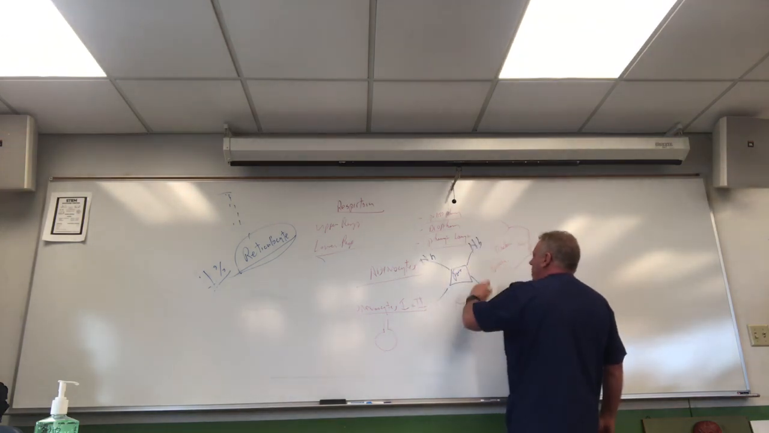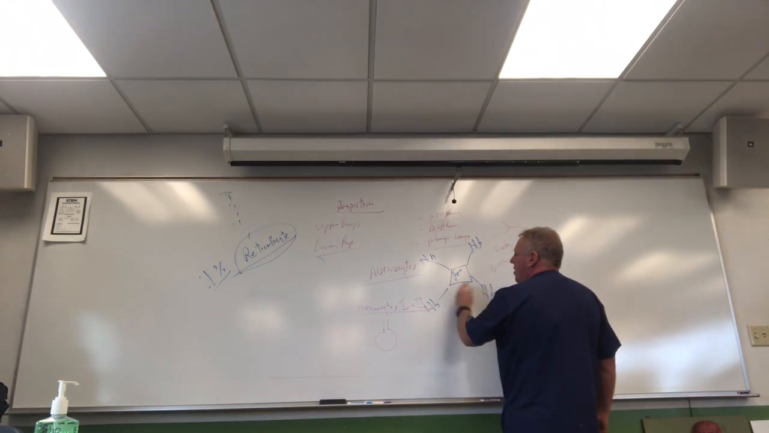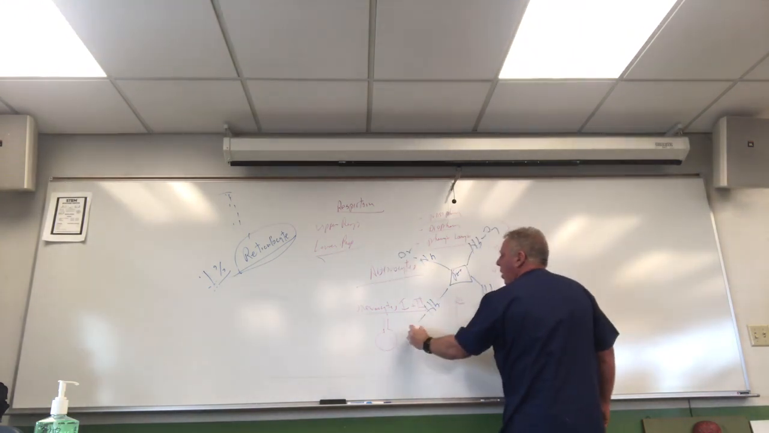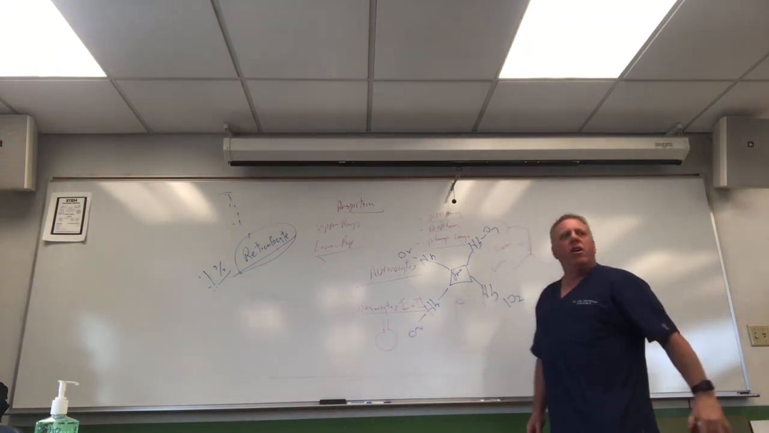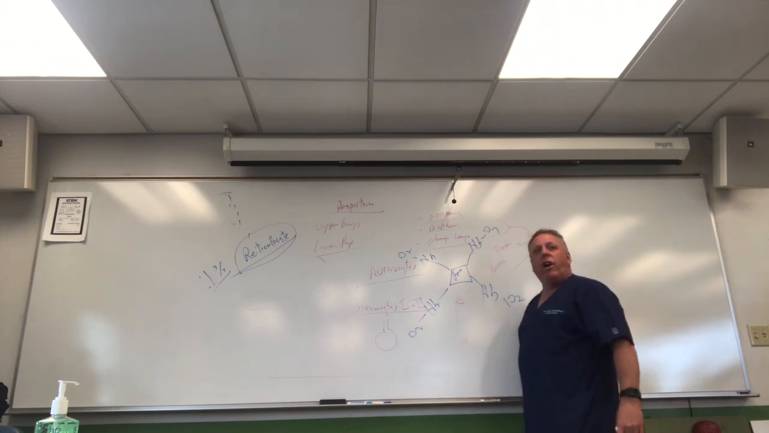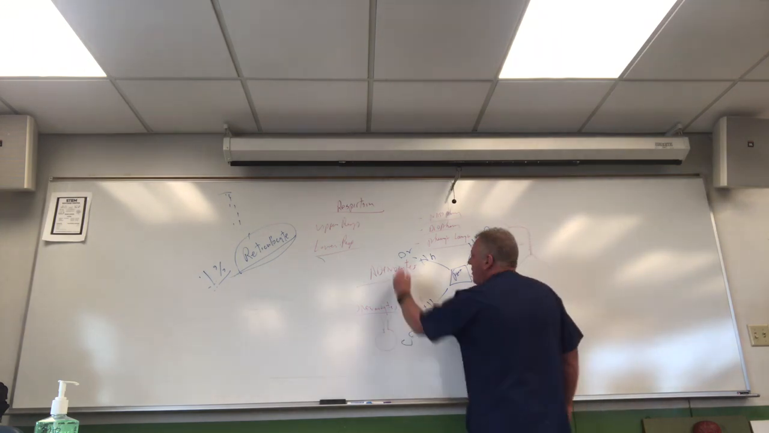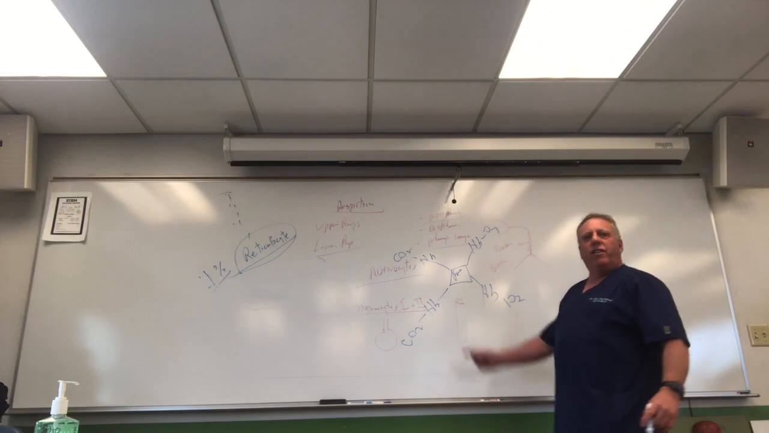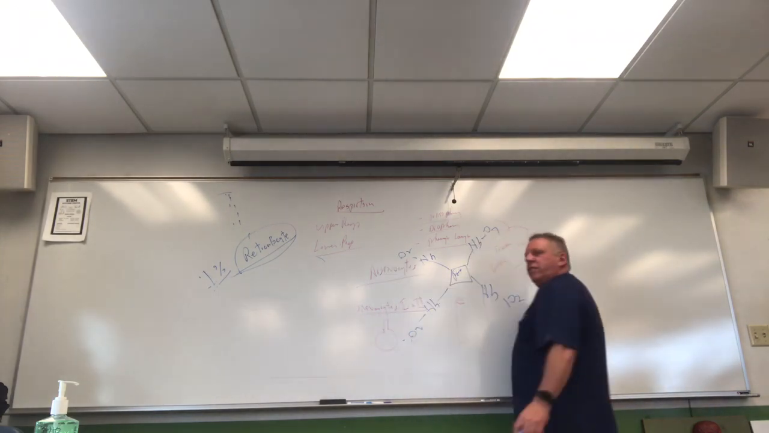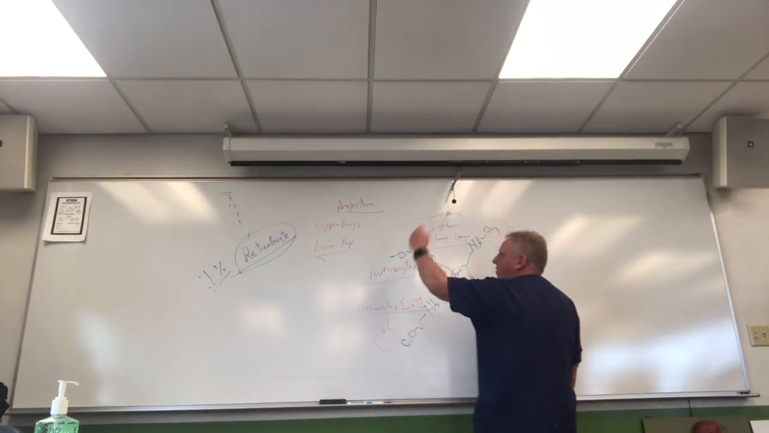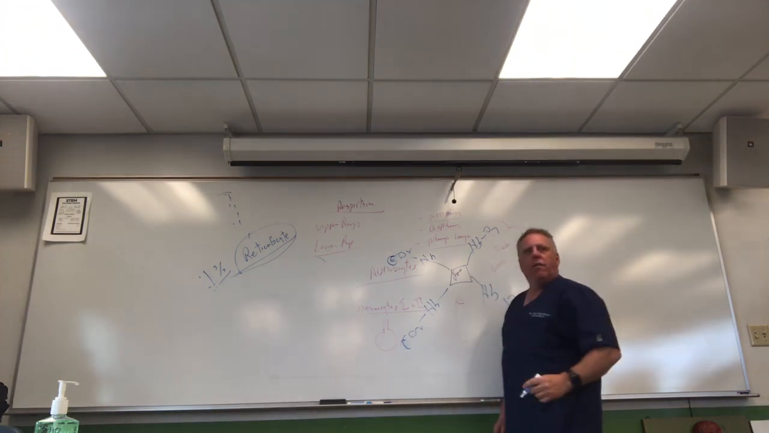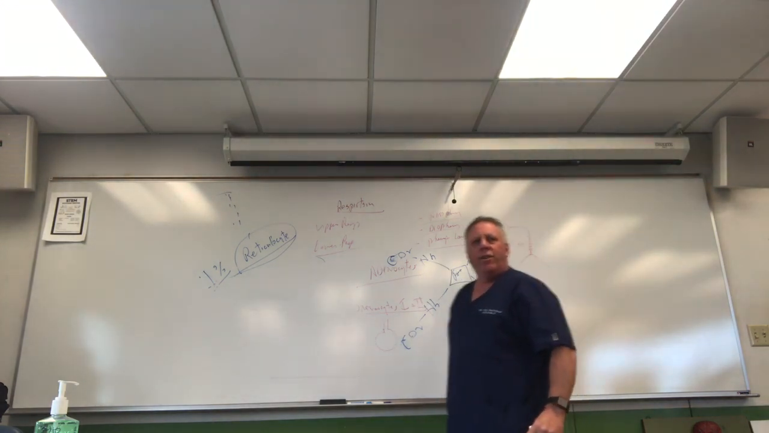Remember that? Remember the four branches of the hemoglobin molecule? All with O2, O2, O2, O2. This is a fully saturated red blood cell, right? And when it's desaturated or deoxygenated, it looks like this. That's in the veins, right? This is in the arteries. Fully saturated, arteries. Desaturated, veins. You understand? Simple.